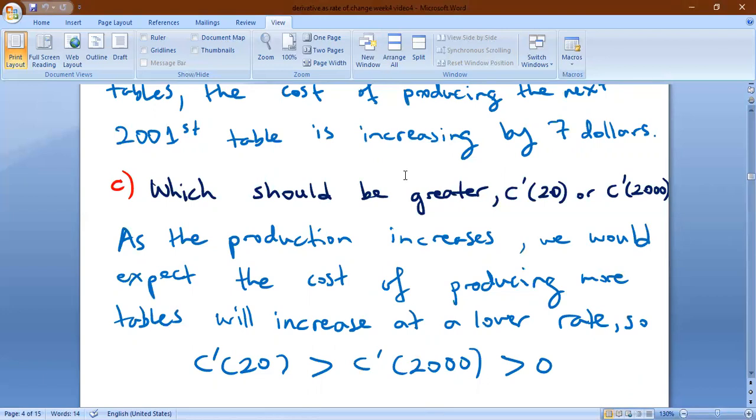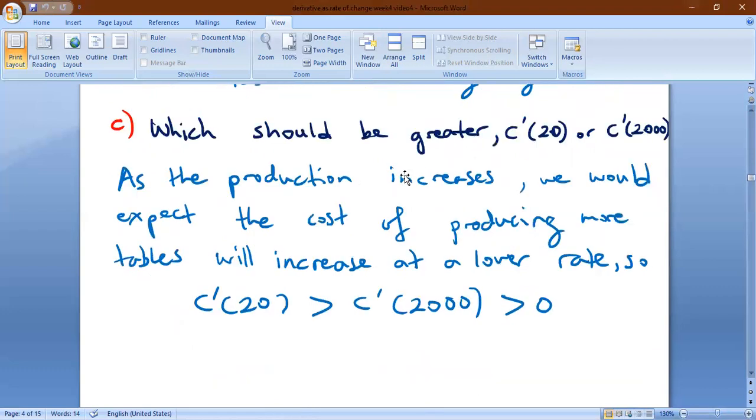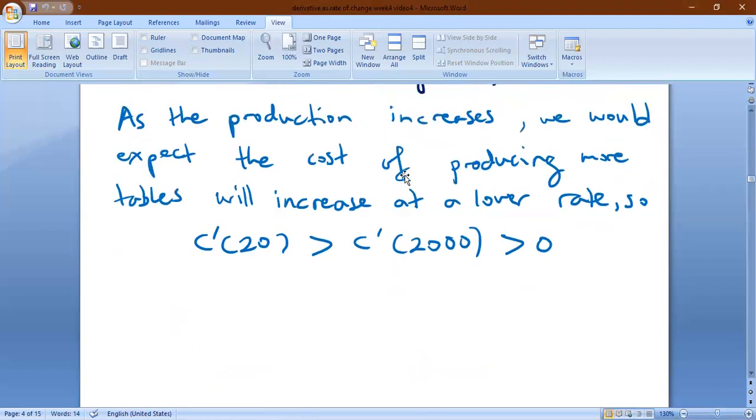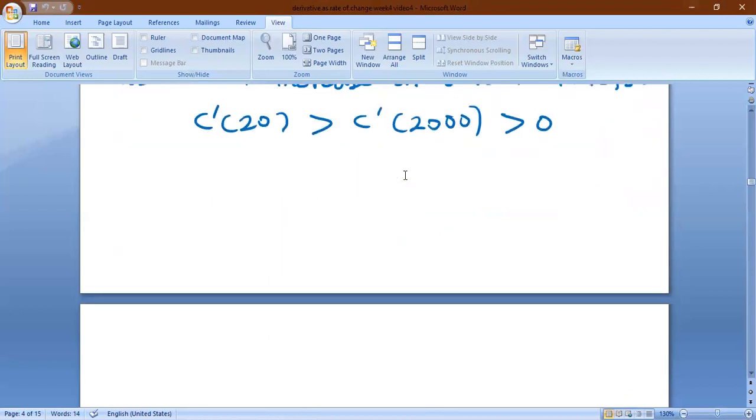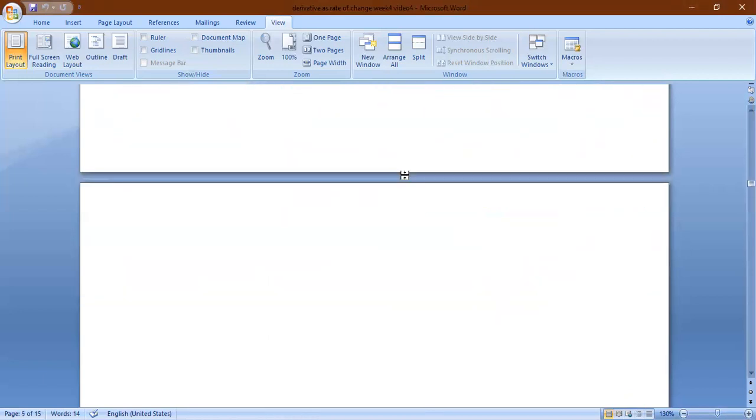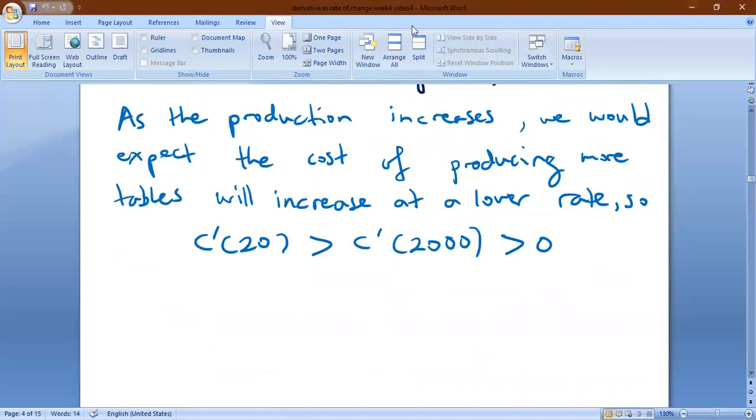But it will increase at a slower rate. So when you produce more, C prime of 20 will be bigger than or equal to C prime of 2000, which should both be positive. Okay, so this is the end of the video.